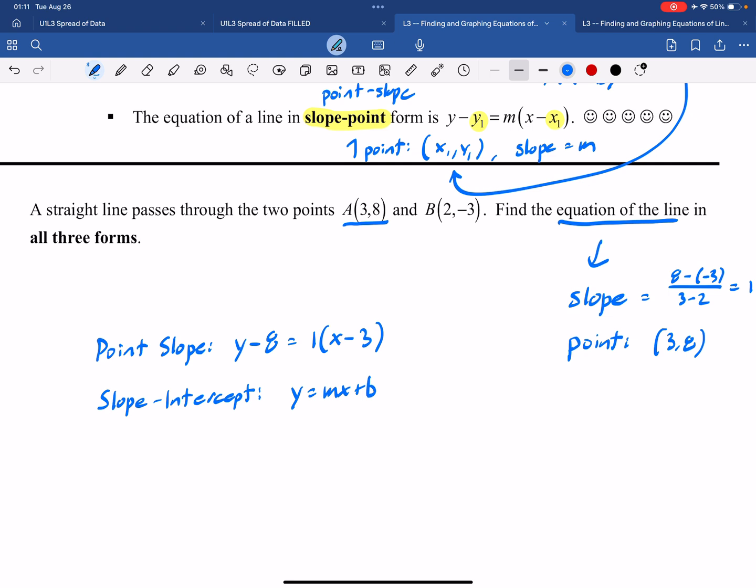So I'm going to rewrite this as y equals x minus 3 plus 8, right? So I'm just taking this minus 8, I'm adding it to both sides. So it cancels on the left, right? And then this 8 goes over as plus 8. And now we just add these together. So that means that y is equal to x plus 5. Done. Okay?